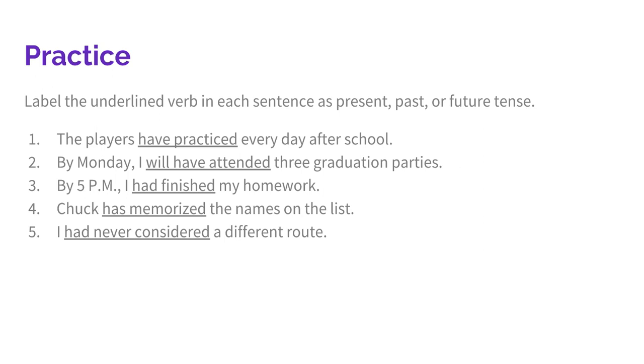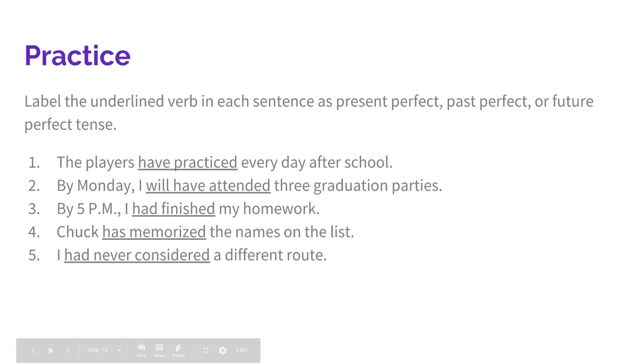Now practice identifying each of these. So what you're going to do here is look at the underlined verb phrases and identify them as present perfect, past perfect, or future perfect tense. Remember that your key here is to look at the helping verbs. All of these tenses are built with the past participle, so it's the helping verb that tells us which one we're dealing with. Have or has for present, will have for future, had for past. Pause your video and identify these now.